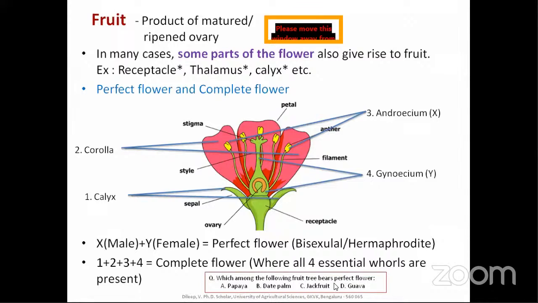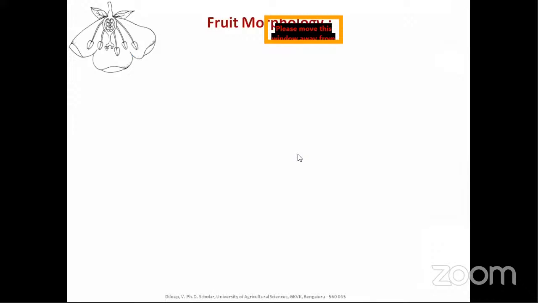If you know the term bisexual and the term hermaphrodite, but you don't know the term perfect flower, then you won't be able to answer this question. So the right answer is guava, because in all the others the flowers are separated. Only in guava can you find bisexual flowers. So please get clear about the concept and learn.